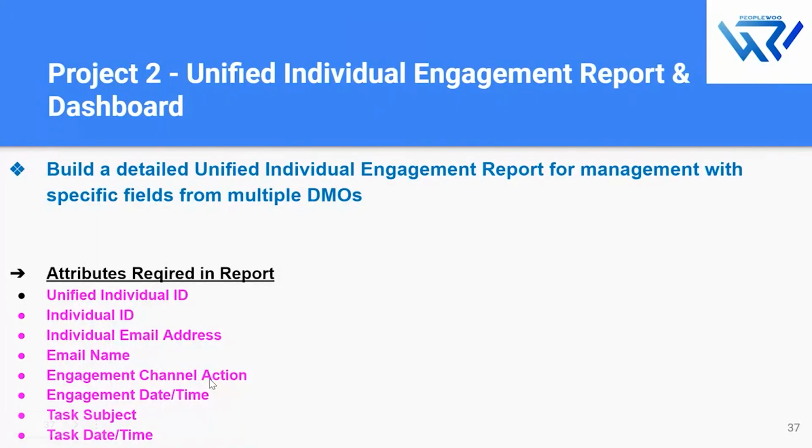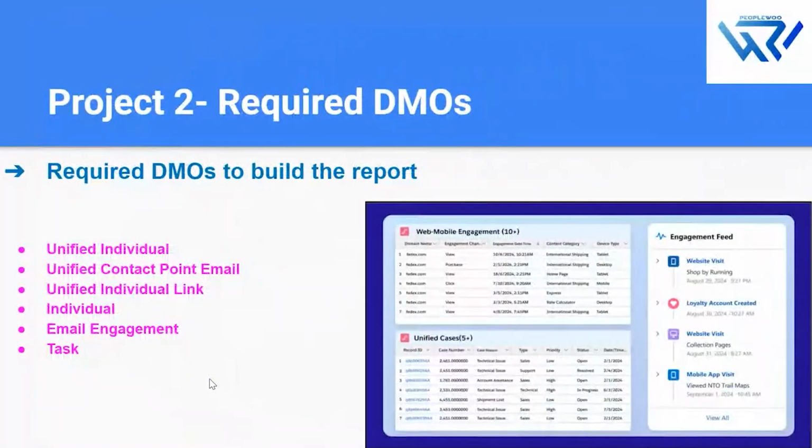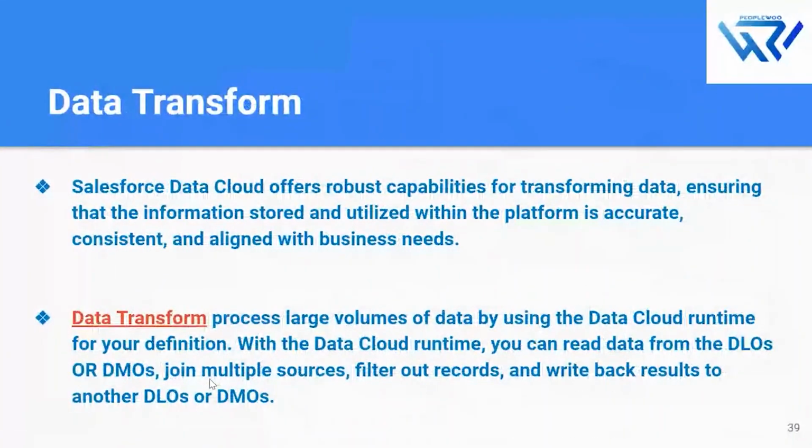Objects we are going to join. So guys, the first thing we have to do is to work on data transform. Data transform is a capability in Salesforce Data Cloud where you can bring multiple data model objects or data lake objects, join them, apply filter criteria, and transform that data into another data model object or a data lake object.